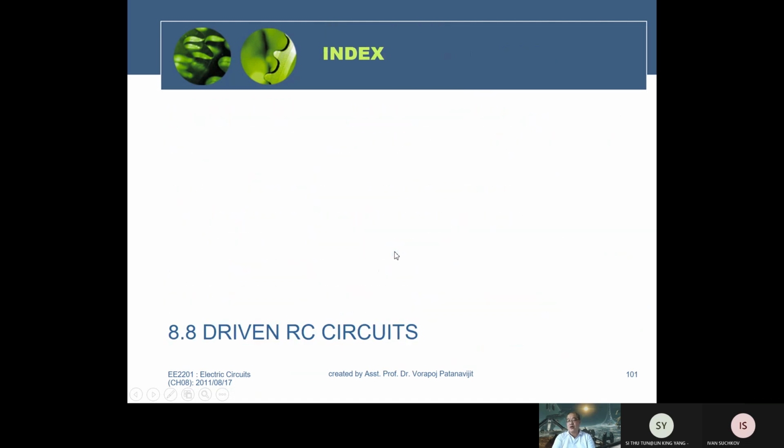Now we go to the last part, which is the driven RC circuit. The driven RC circuit is a circuit that contains a resistor and a capacitor. But in this case, it's different from the previous one. In the source-free RC circuit, the circuit contains a resistor and a capacitor, and when you remove the source, the current and the voltage will drop to zero.